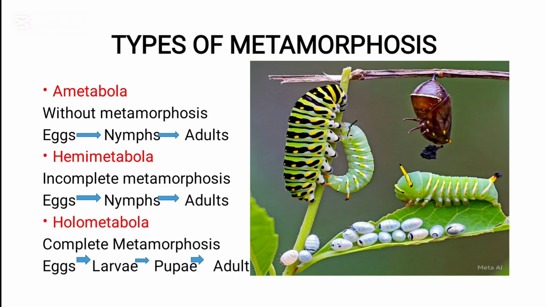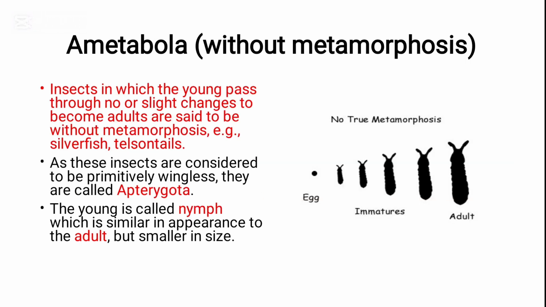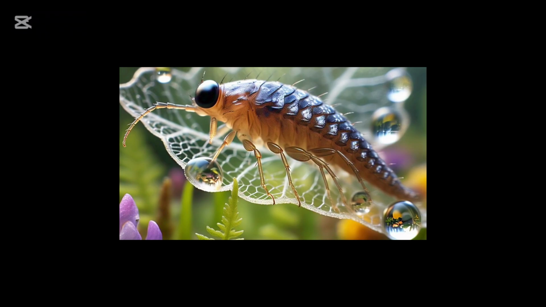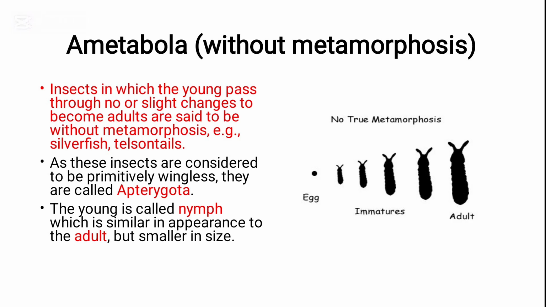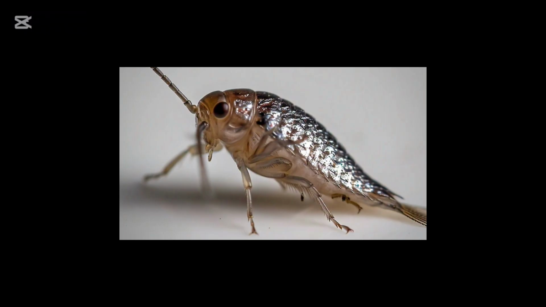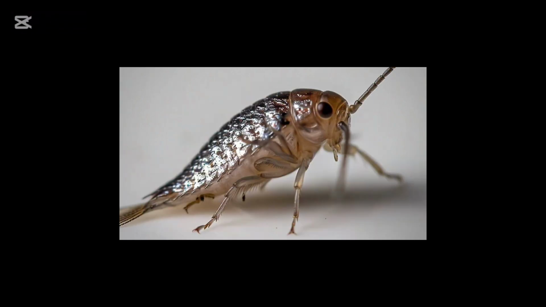Types of metamorphosis. According to the degree of change in form, the insects are divided into three groups. Ametabola, without metamorphosis. Insects in which the young pass through no or slight changes to become adults are said to be without metamorphosis. Example, silverfish, telsontails, springtails, etc.